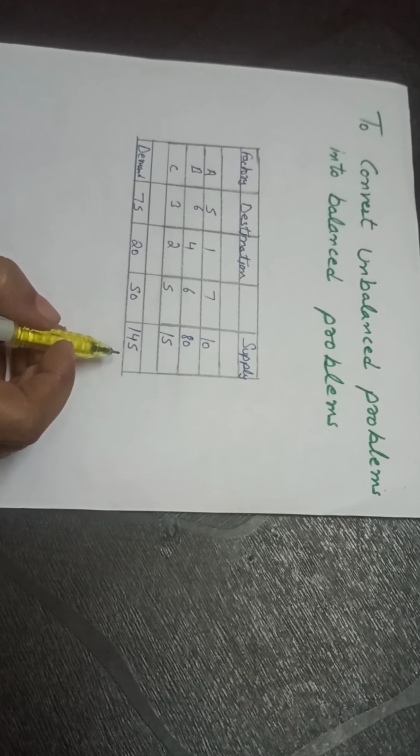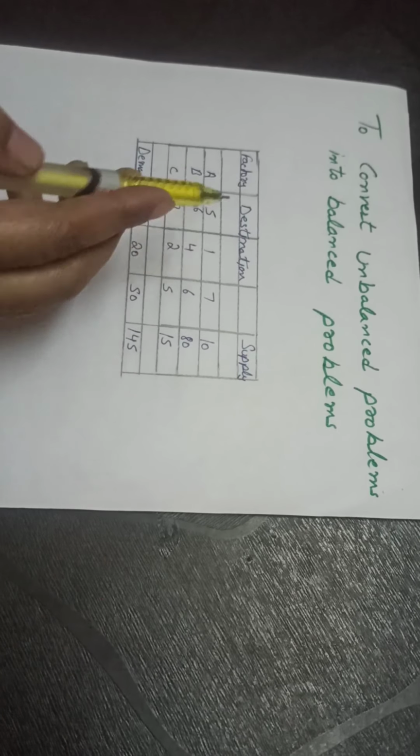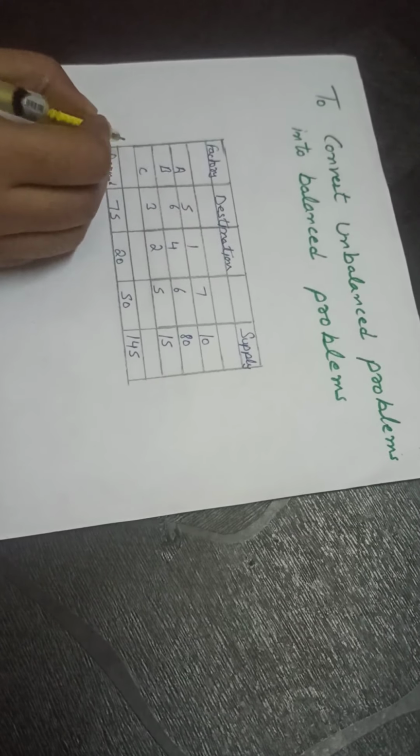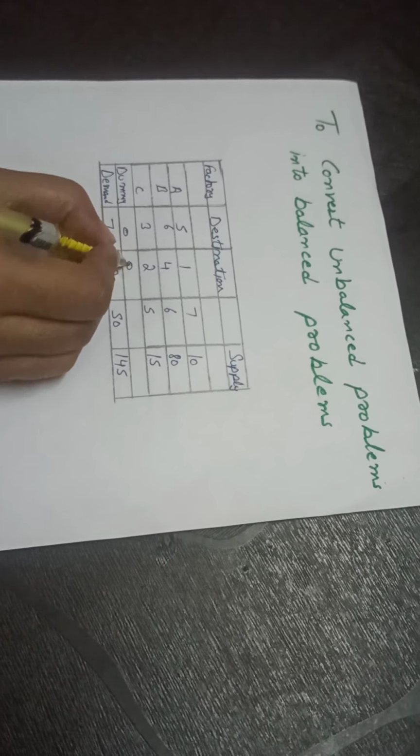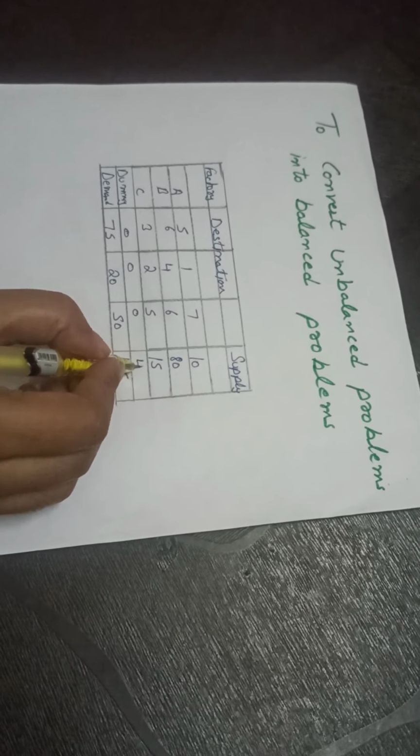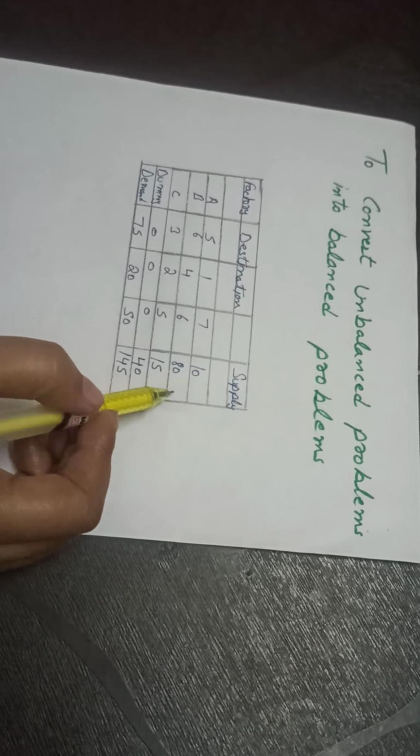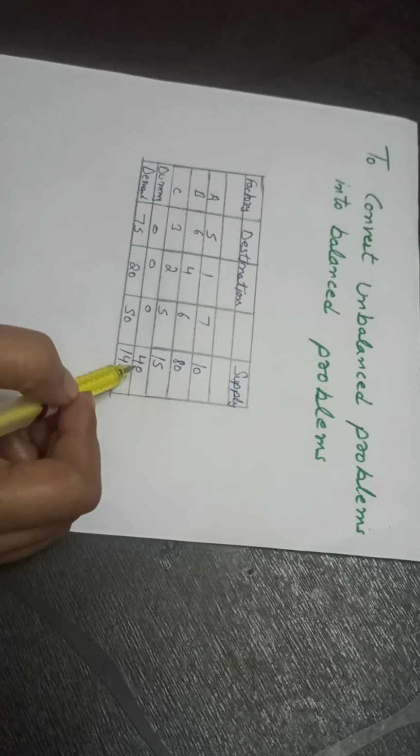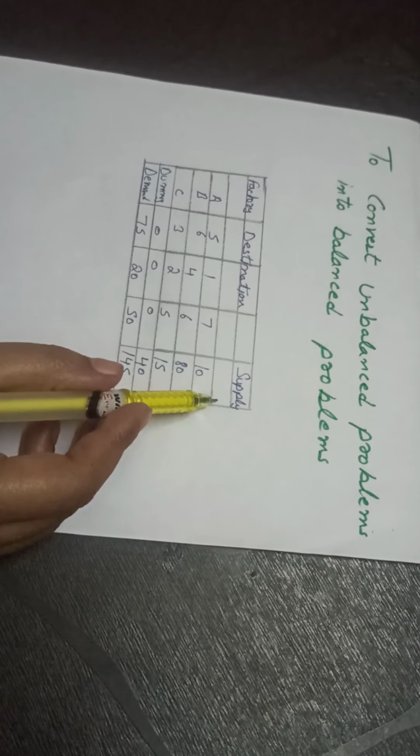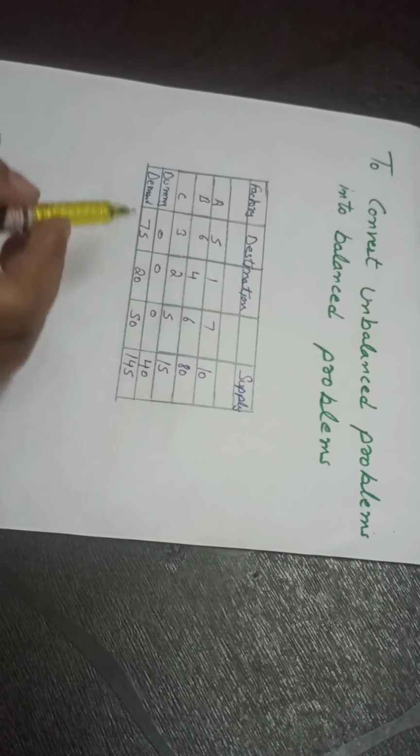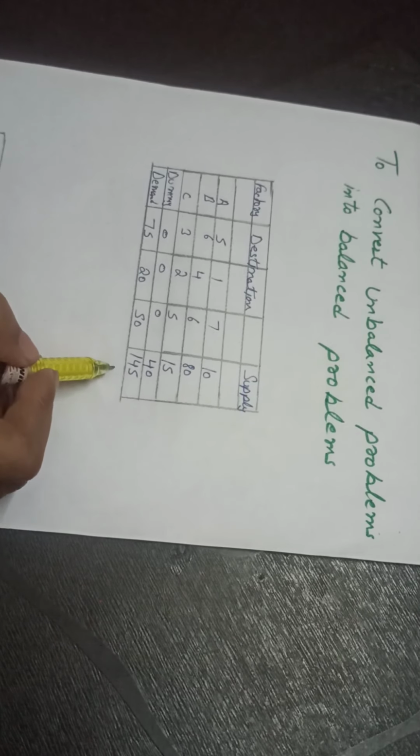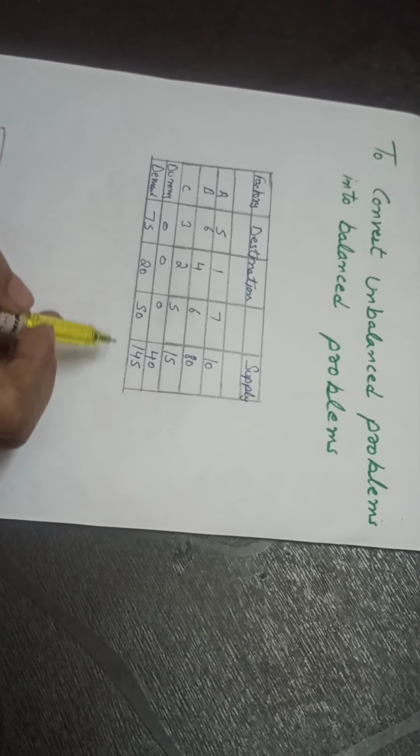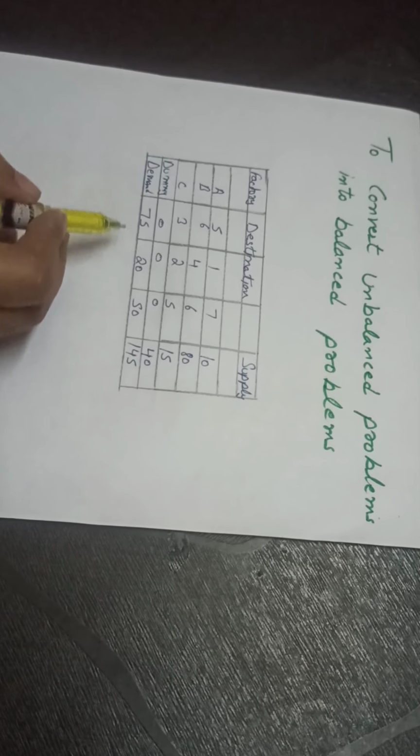Now we will convert this unbalanced problem into a balanced problem by introducing a dummy row with costs 0, 0, 0. Here we can write 40 because here we have 105, and 105 plus 40 is 145. Now we have total supply equal to 145 and total demand equal to 145. So we can say this problem is a balanced problem. This is the way by which we can convert an unbalanced problem into a balanced problem.